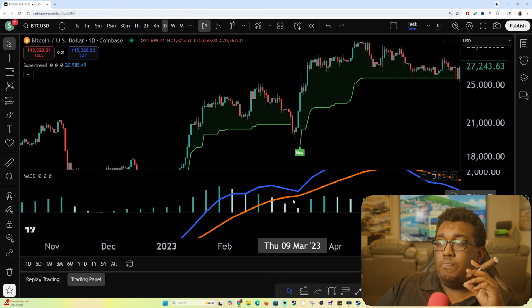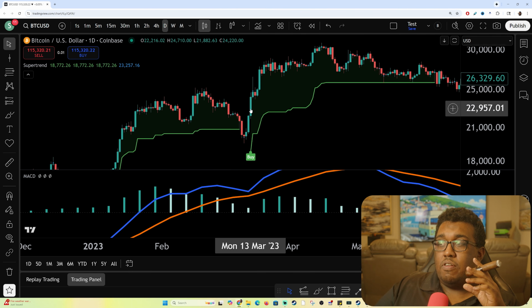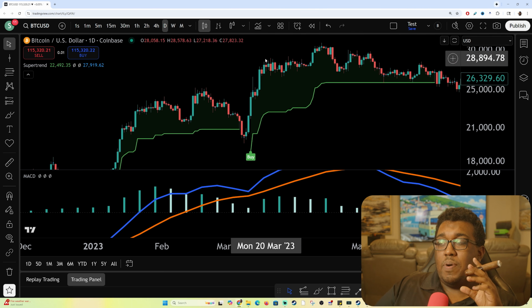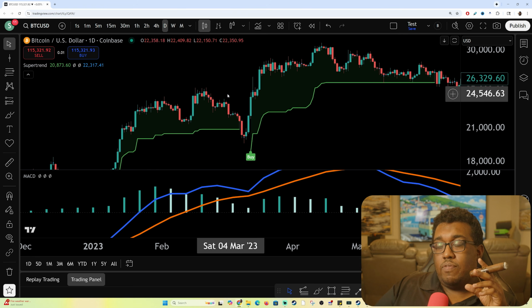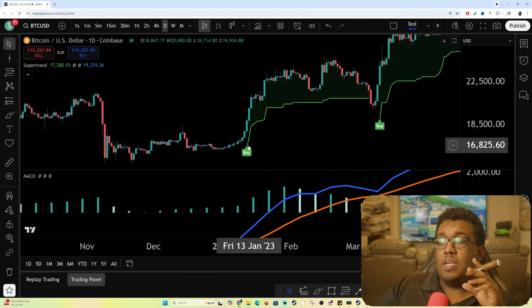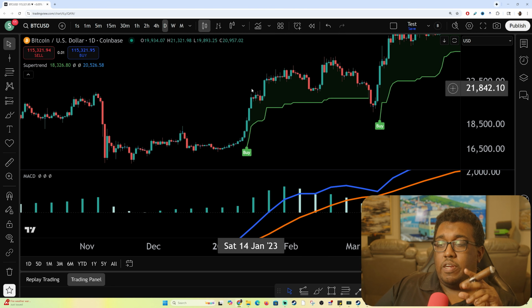Go back over here, a bullish MACD, a buy signal happening right here. And of course, it went up a little bit higher, even breaking through that level of resistance, which I think is very, very important. Again, buy, and it worked out right here.